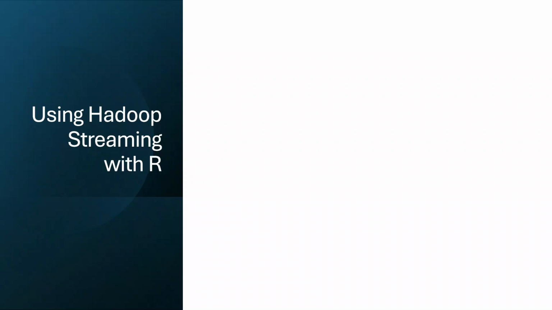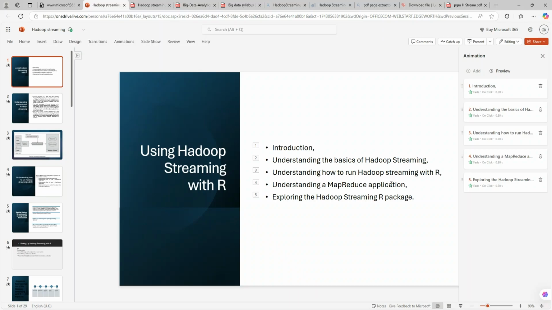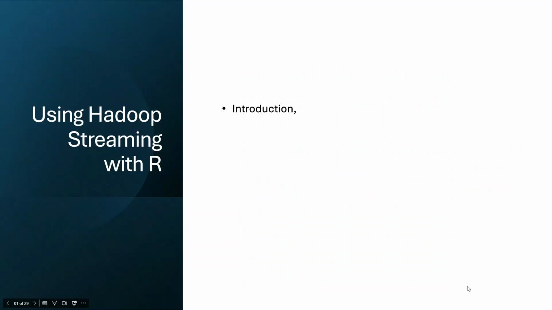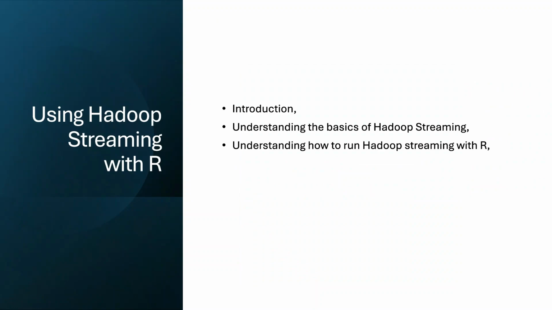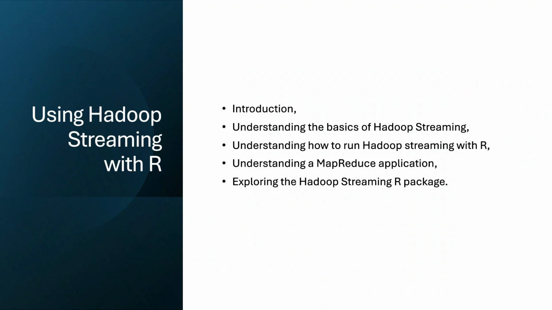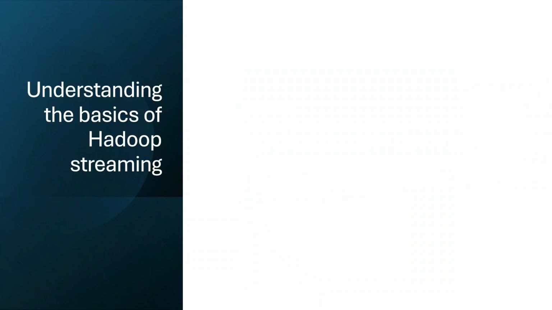In this chapter, we are going to discuss the following topics: an introduction to R with streaming with Hadoop, and then understanding the basic concept of Hadoop. After that, we will understand how to run Hadoop streaming with R. Then what the MapReduce application is in this context, and exploring the streaming R packages, which functions are available in the R package. So let us start with the concept, understanding the basics of Hadoop streaming.